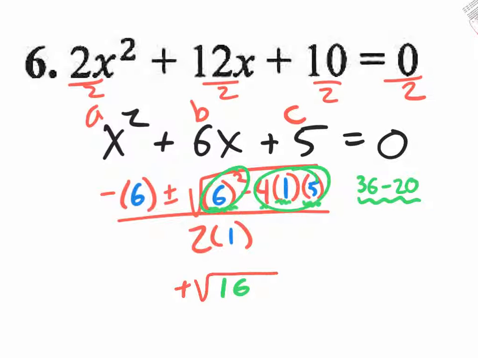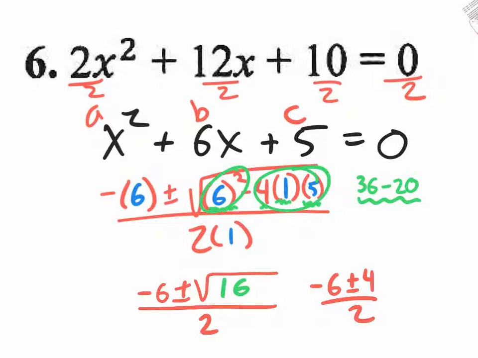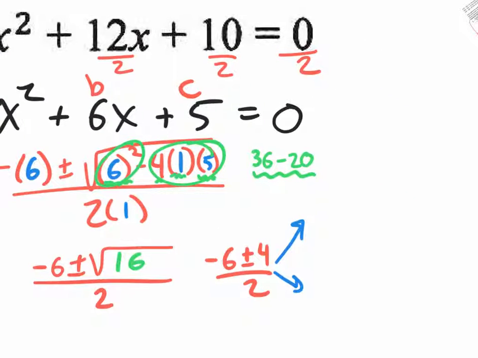Out in the front, you have the plus minus. You have the 2 on the bottom. You have a negative 6 out in the front. So what I really have is a negative 6 plus or minus 4, because the square root of 16 is 4, divided by 2. Now, because this was a perfect square number, we end up with a nice, beautiful 4 as an answer, which means that we could now get 2 nice, beautiful answers by adding 4 and subtracting 4. So, negative 6 plus 4 divided by 2 is going to give us one answer. Negative 6 minus 4 divided by 2 is going to give us another answer.